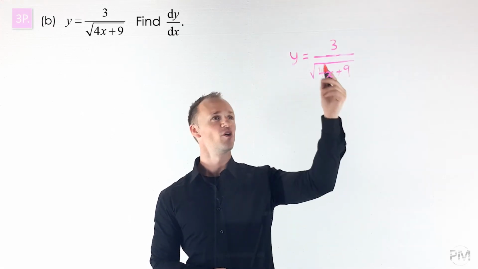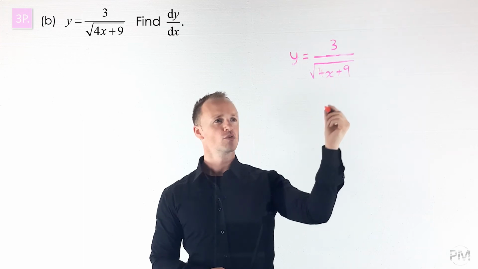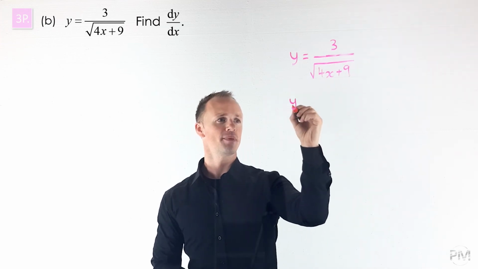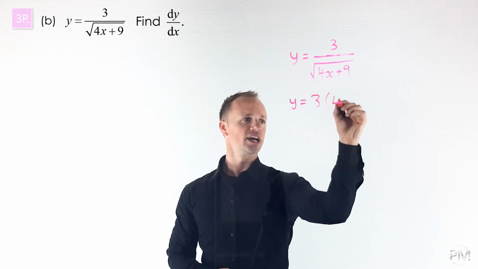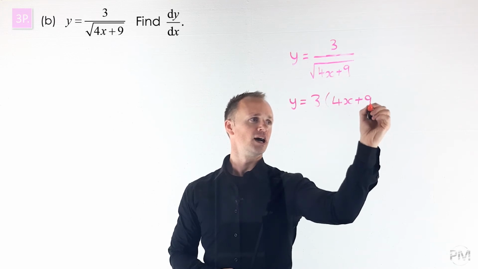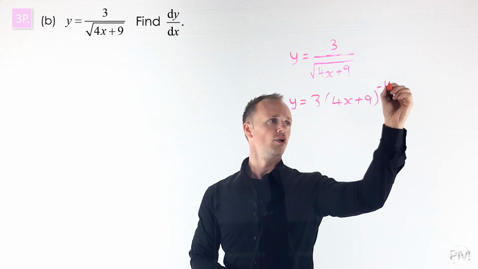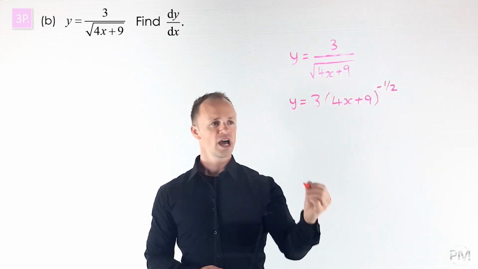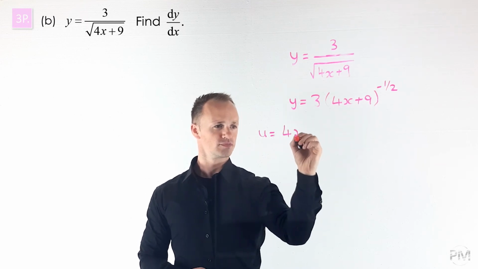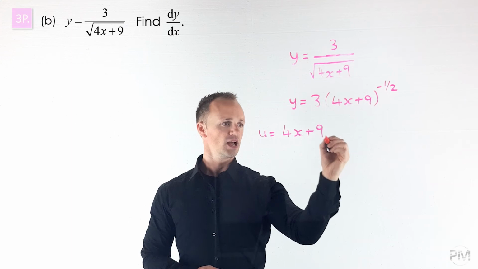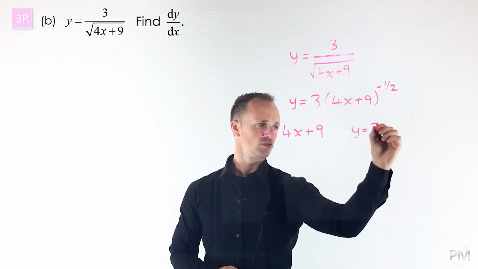In this example, we've got y equals 3 over root 4x plus 9. In order to differentiate this, we're first going to rewrite it as a bracket to a power. So we're going to write it as y equals 3 bracket 4x plus 9. And as the square root is on the bottom of the fraction, the power will be negative 1/2. Now we're going to define our inner function u to be equal to 4x plus 9. And that gives us y equals 3u to the negative 1/2.